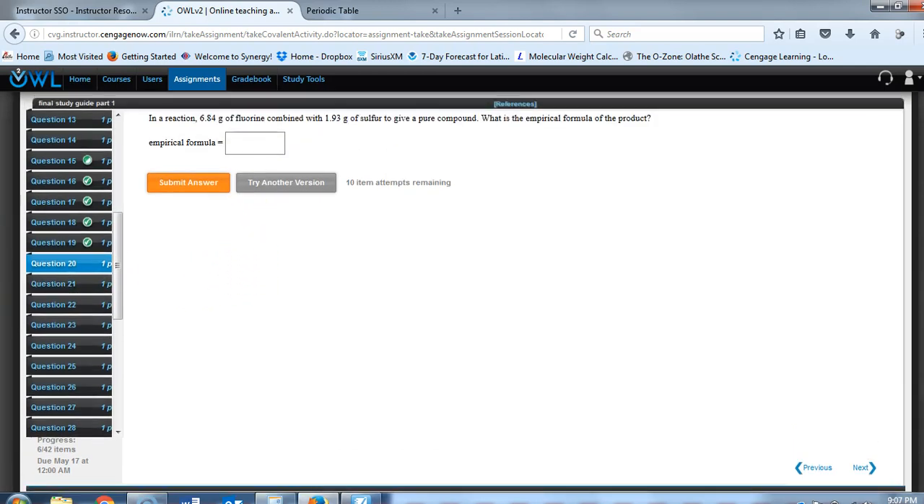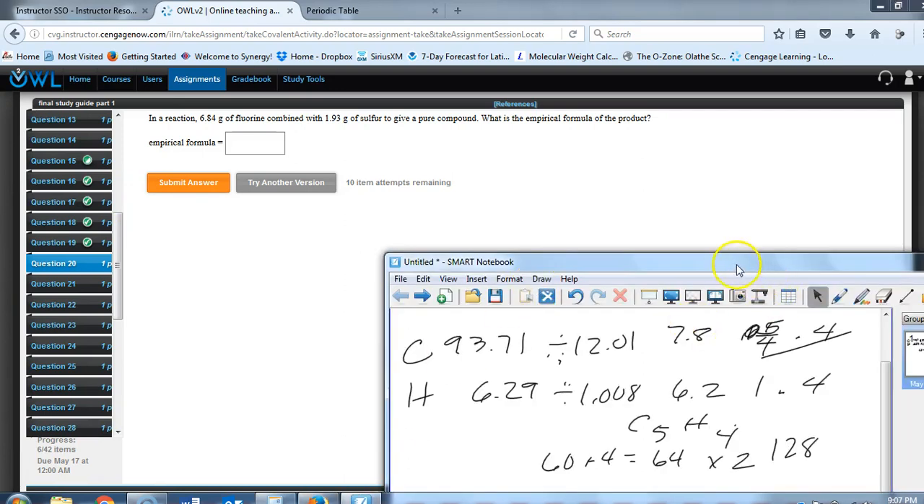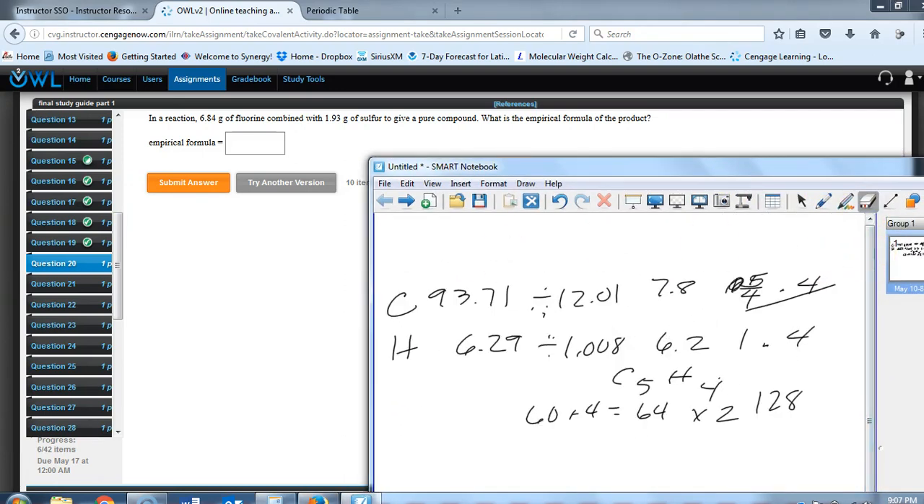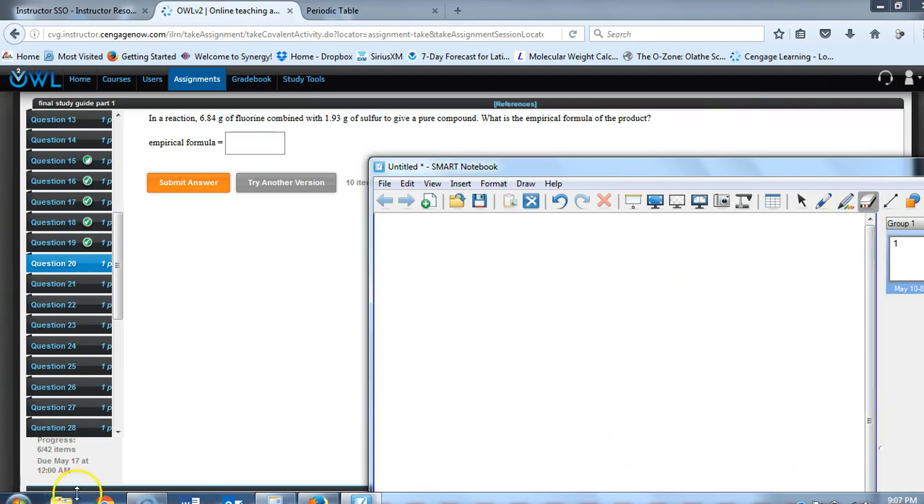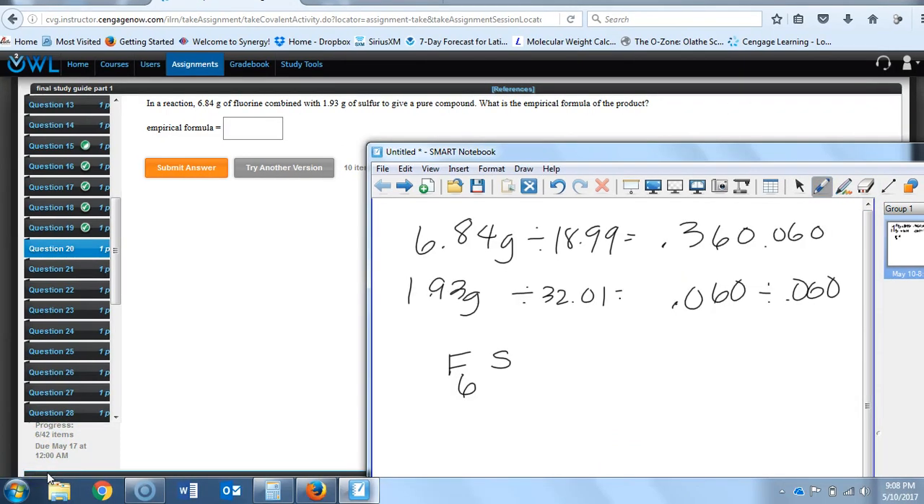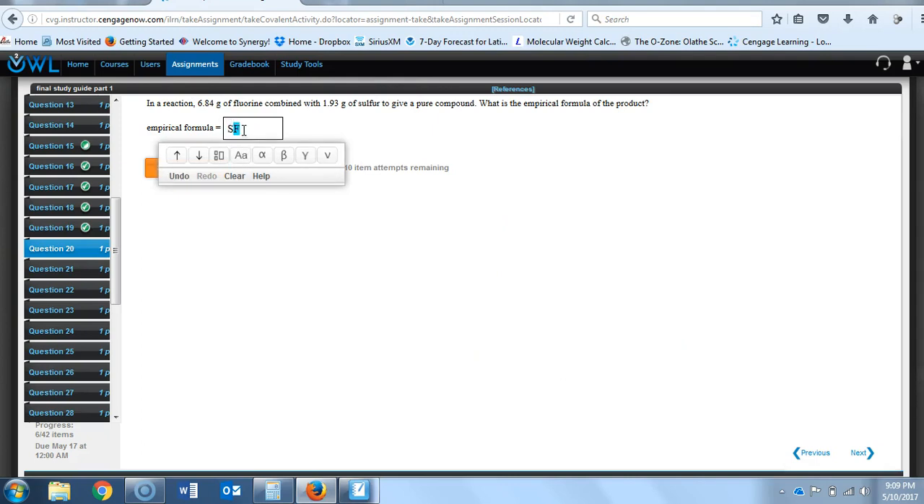6.8 grams of fluorine combined with 1.9 grams of sulfur to give a pure compound. What's the empirical formula of the product? I am going to hit stop and set it up so you don't have to listen to me do all that, and I'll come right back. All right, so I put in 6.84 grams of fluorine added to 1.93 grams of sulfur to give a pure compound. The empirical formula is going to be F6S. Now, I will tell you, we've got to reverse those. Fluorine, being the most electronegative, is going to be written last. Sulfur will be written first. So we'll go SF6.